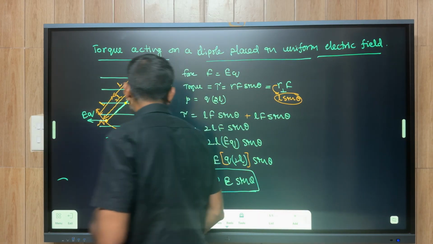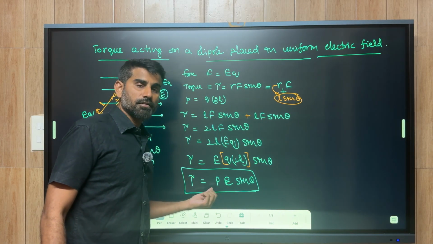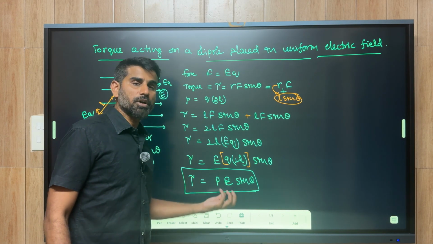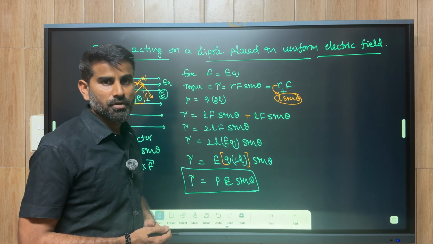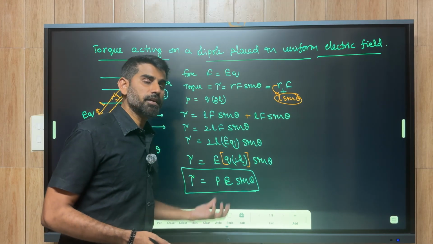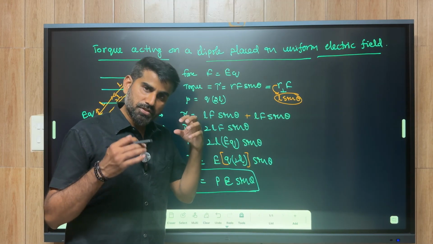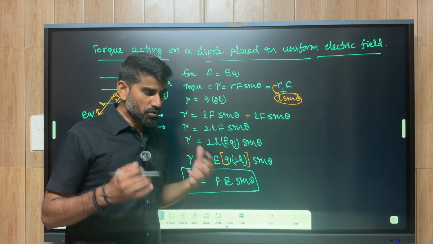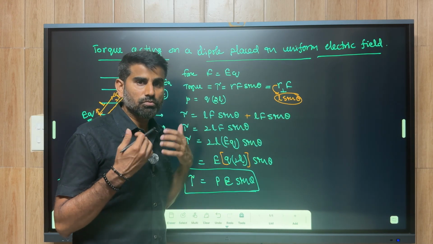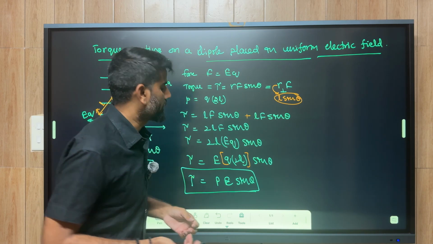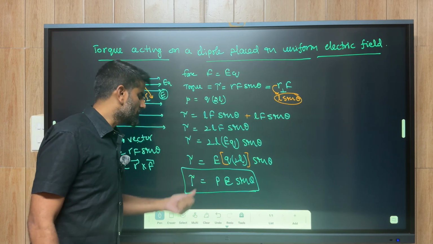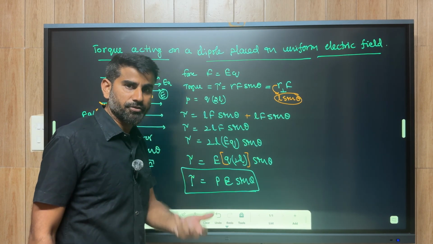In spite of knowing the formula, if we do not know the physical quantities involved in it, we will not be able to crack any of the problems. So we have to understand every physical quantity involved in the formula, so that we can use it further to solve the problems. Right, so torque tau is equal to P E sin theta. We use this equation to find the magnitude.